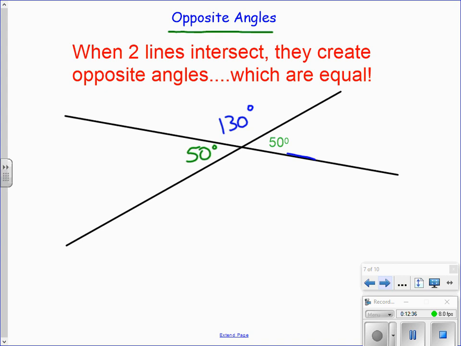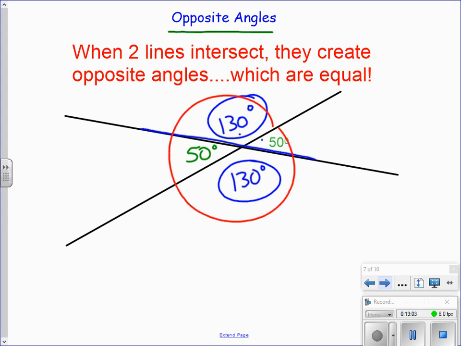Again, you could look at it this way as well. This one plus this one has to make 180 degrees. Now, what we just talked about, opposite angles, if this one here is 130, then this one here is opposite it. It has to be identical. So therefore, it is also 130 degrees. So interestingly enough, most of you know that all the way around the circle from here to here is 360 degrees. Now, all four of these angles should add up to 360 degrees.